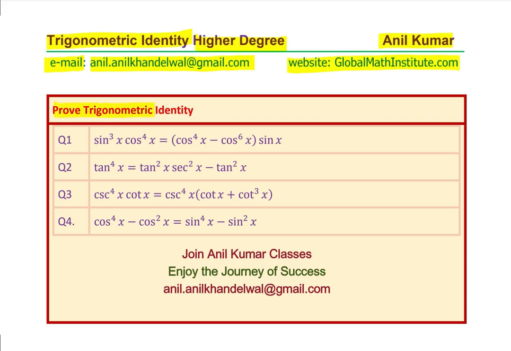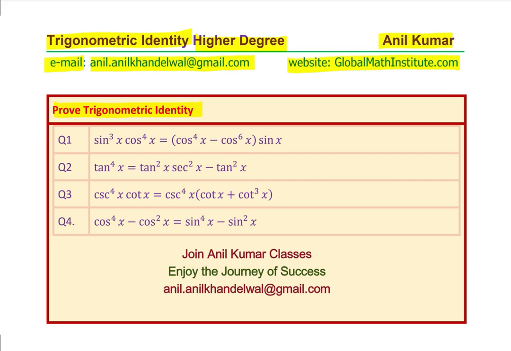You need to prove the following trigonometric identities. Question number 1. Sine cube x cos to the power of 4x equals cos to the power of 4x minus cos to the power of 6x times sine x. Tan 4x equals tan square x secant square x minus tan square x. Cosecant to the power of 4x cotangent x equals cosecant to the power of 4x times, within brackets, cot x plus cot cube x. Cos to the power of 4x minus cos square x equals sine to the power of 4x minus sine square x. These are 4 questions.